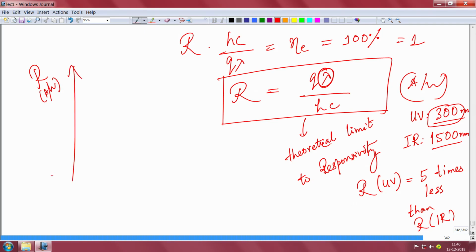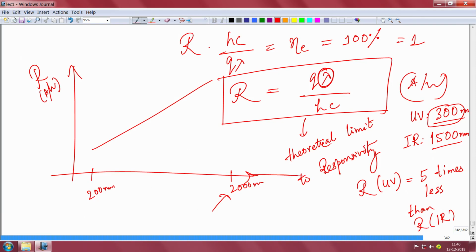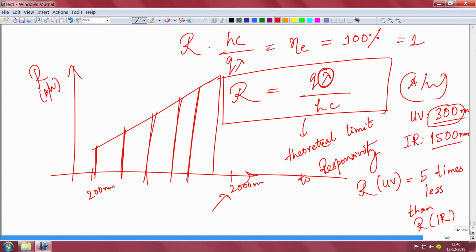I plot with respect to lambda, then it will be like a linear plot. This is say 200 nanometer, this is 2000 nanometer, 2 micron, it can go to much higher, 3 micron, 4 micron, I am just giving you a range. So you see, red will have higher responsivity than green, green will have higher than blue, blue will have higher than UV, which will have very low. Infrared will have even higher. So theoretical responsivity will be high, and you can actually calculate the value here. You can plug in the value, Q hc by lambda.